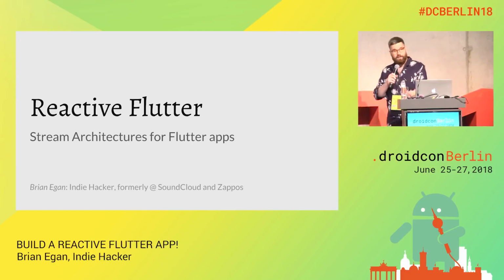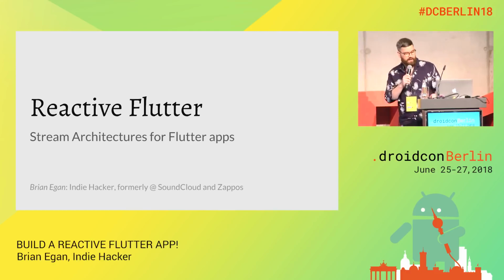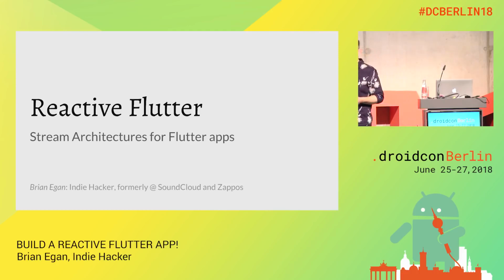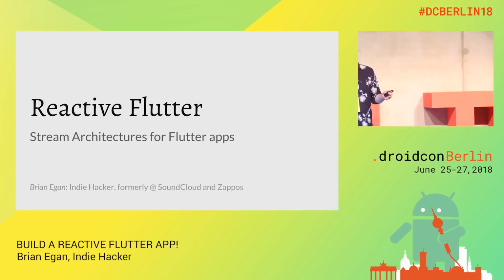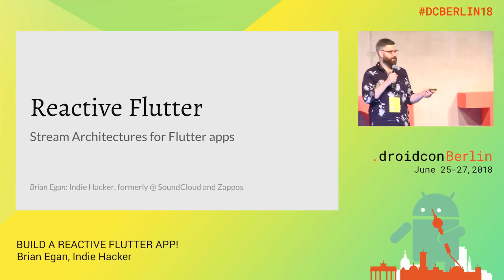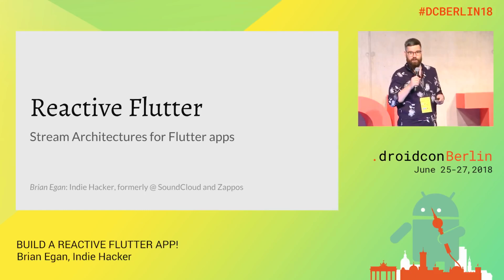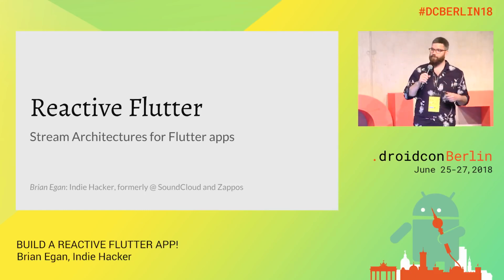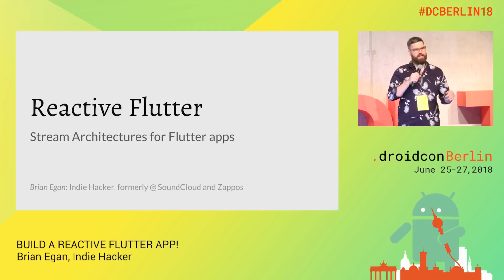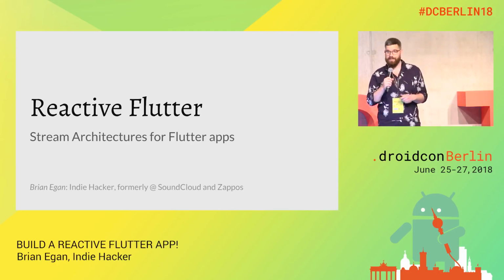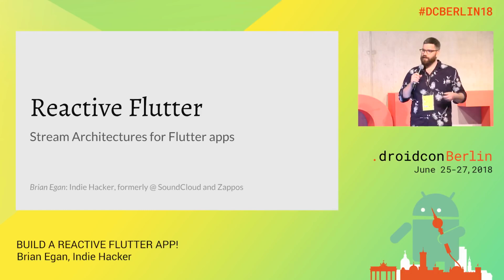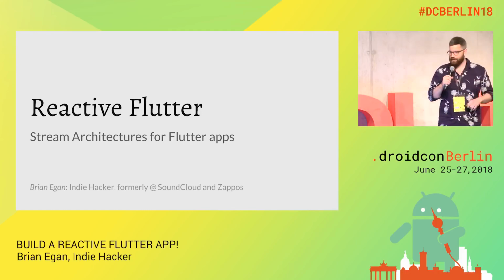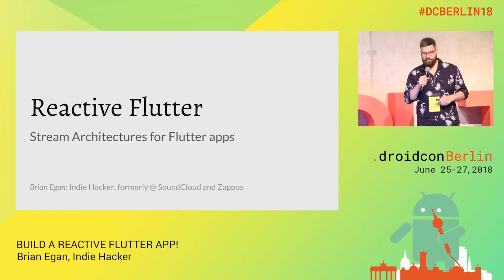All right, so my name is Brian Egan, and I'm here today to talk about reactive architectures for Flutter apps. A little about myself: I'm currently an indie dev. I contract with the Google team to write the Flutter cookbook. Previously, I worked at SoundCloud here in Berlin, and before that at Zappos for a couple of years in Las Vegas. So my experience comes from working with medium-sized teams and the types of architectures that fit well for those teams.